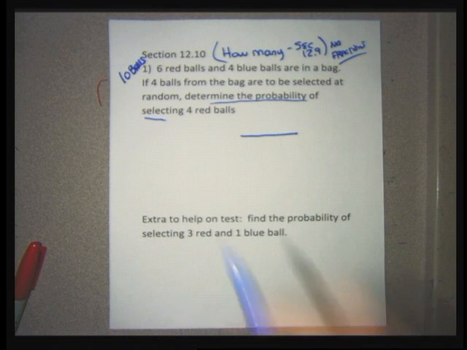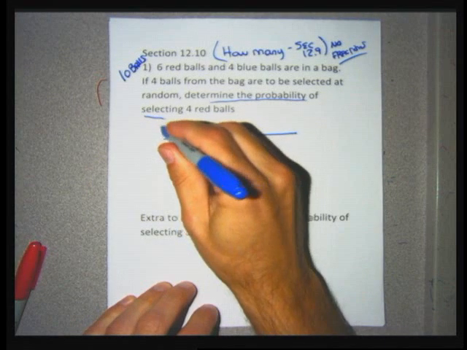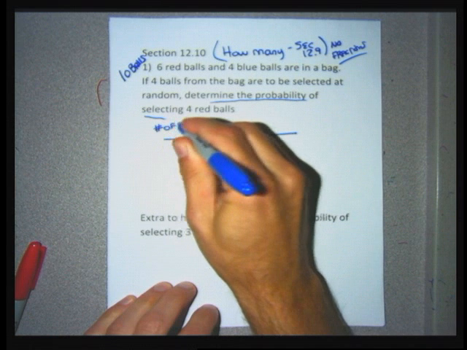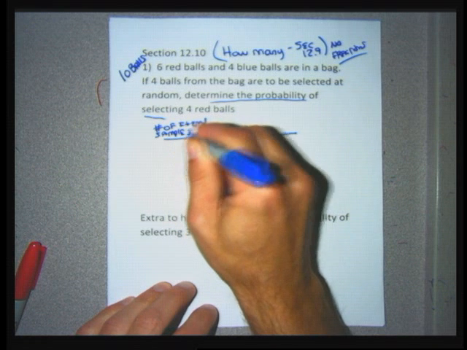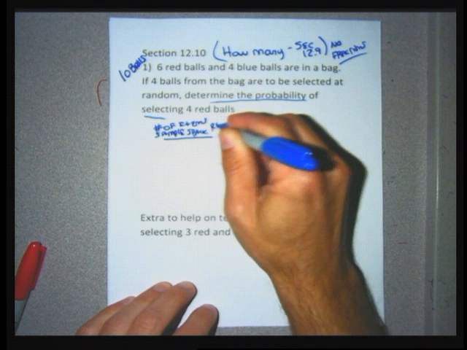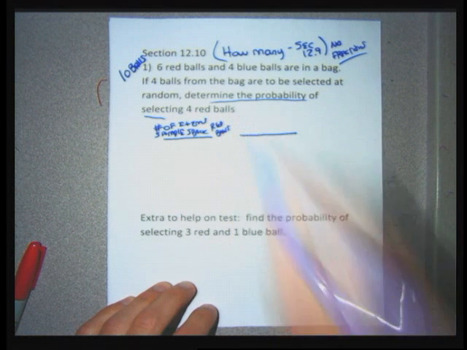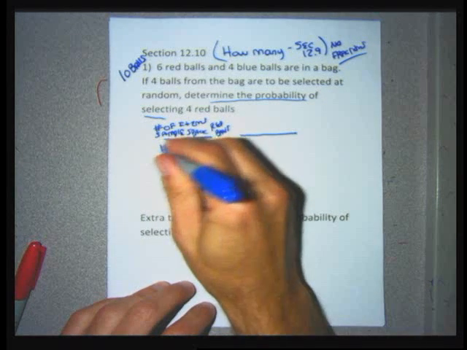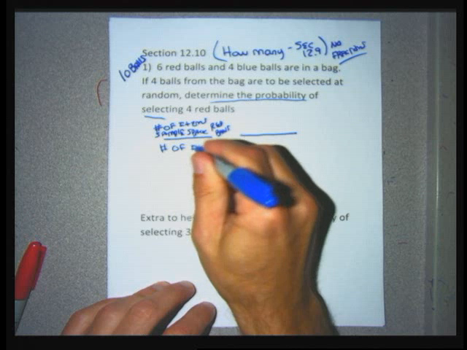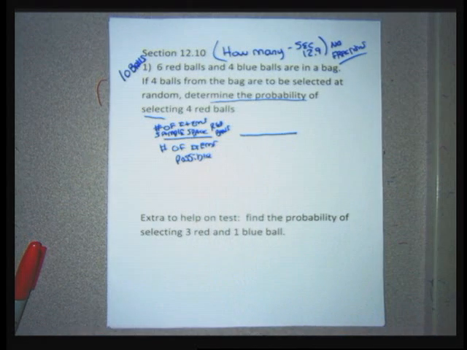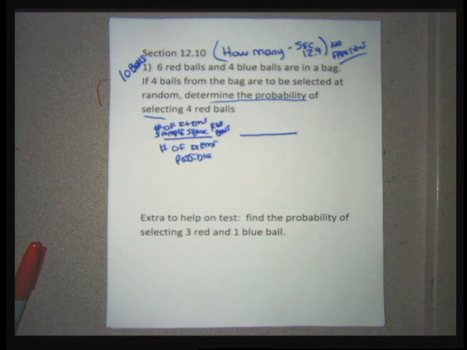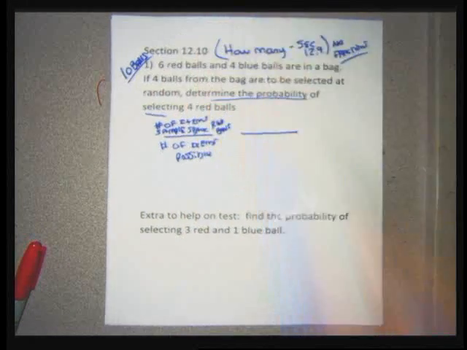I'm going to form a fraction. The numerator of the fraction is going to be the number of items in the sample space that has the look that I want, and what I want is 4 red balls. The denominator is the number of items that are possible without restrictions in the sample space. Part of the difficulty in the problems in section 12.10 is that not all the numbers that you need for the problem are always given in the problem, and that's the case here. I snuck in an extra number that I knew I was going to need.